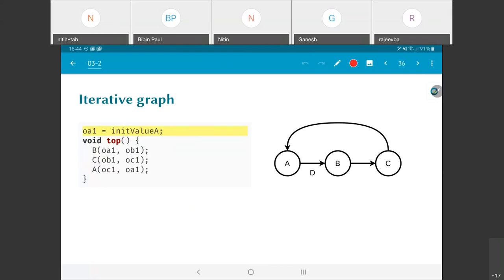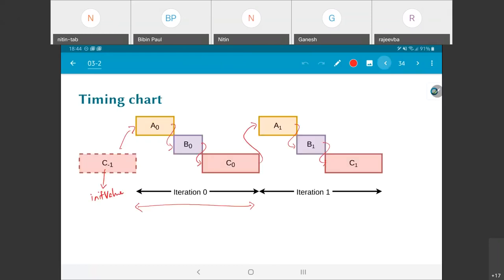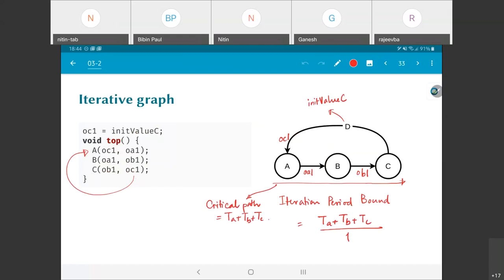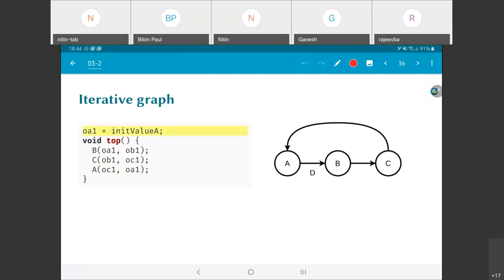Okay. What has happened? The only difference between this graph and this graph is the location of the initial value token. Right? So essentially what I have done is I have moved the initial value from the CA edge to the AB edge. Okay? This is an example of what I am calling retiming.